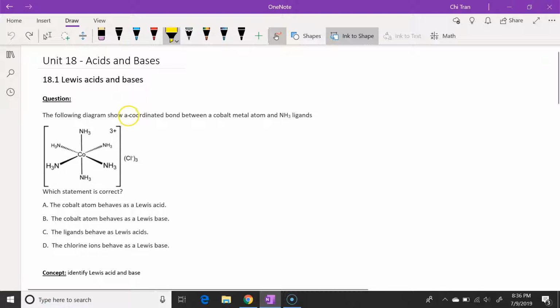So in the question, they tell you that there is a coordinated bond. And a really easy way to figure out what to look for is to actually look at the answer first. So in the answer, they mention Lewis base and acids. So we know that the concept of this question is how to identify Lewis acid and base.